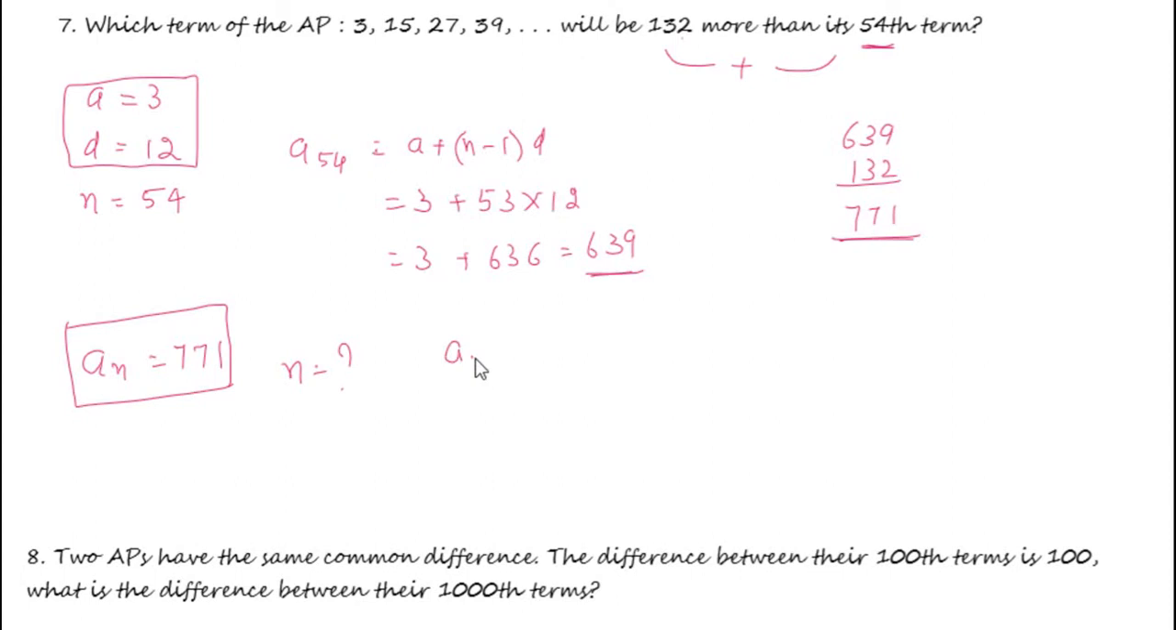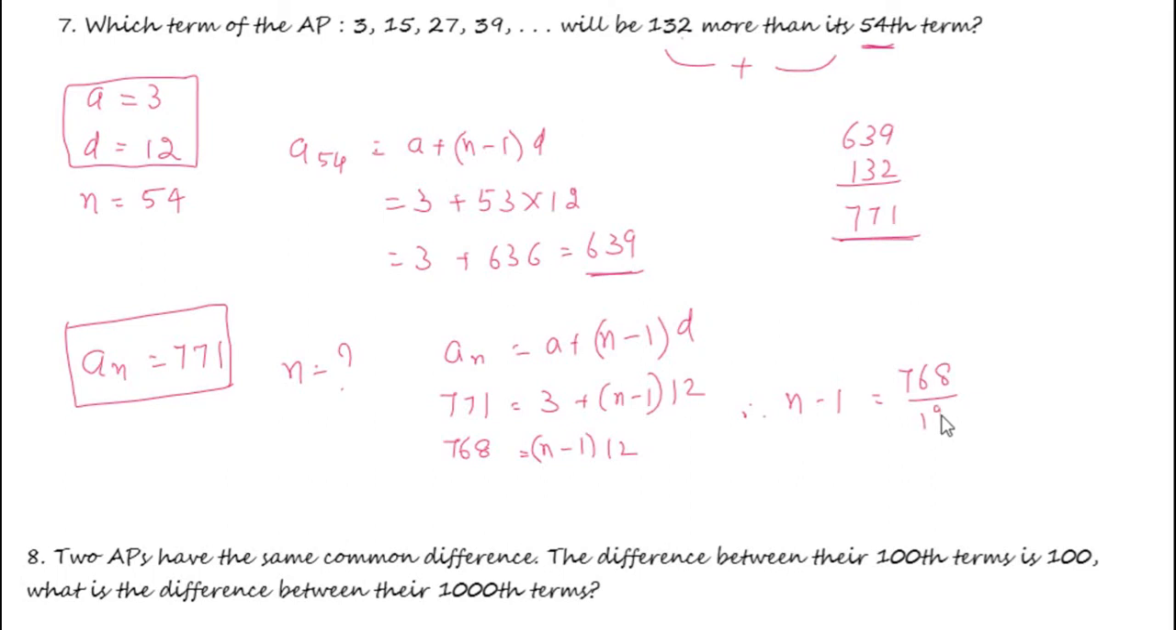So an equal to a plus n minus 1 into d. An is 771, equal to a is 3 plus n minus 1 into d. D is 12. So 771 minus 3 is 768. 768 equal to n minus 1 into 12. Therefore, n minus 1 is equal to 768 divided by 12.